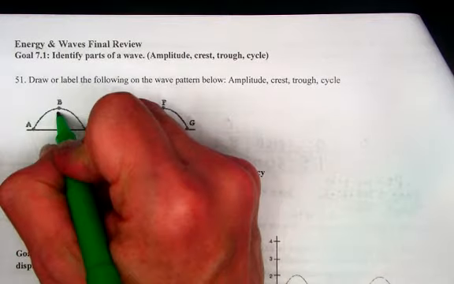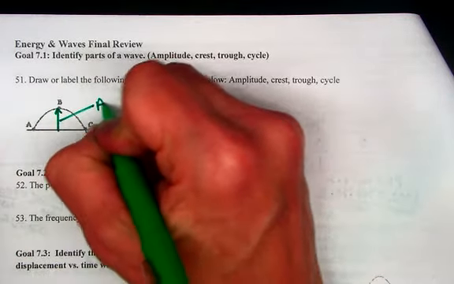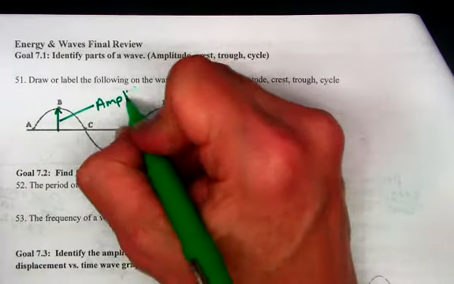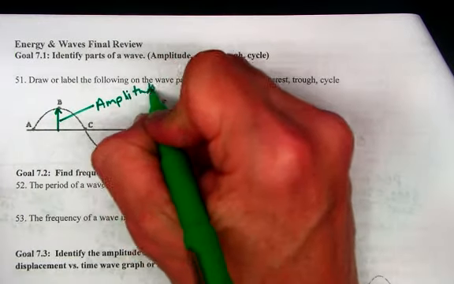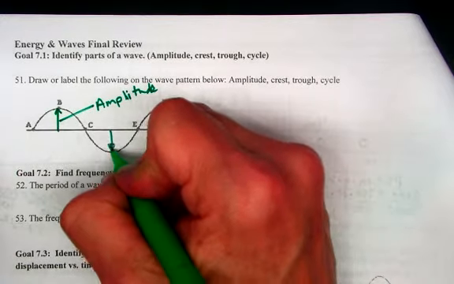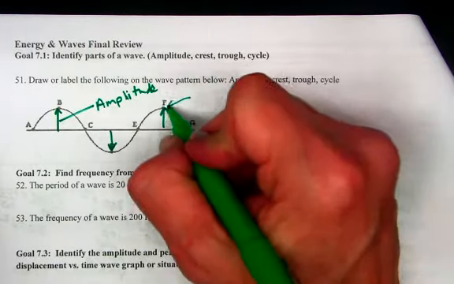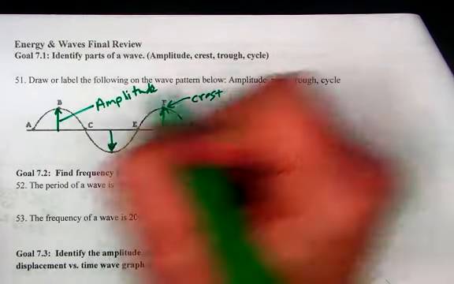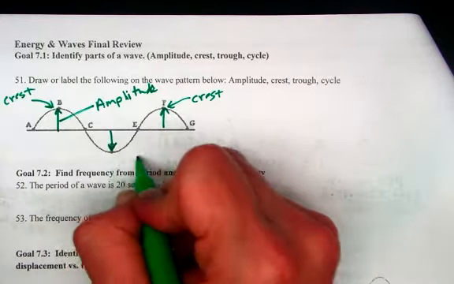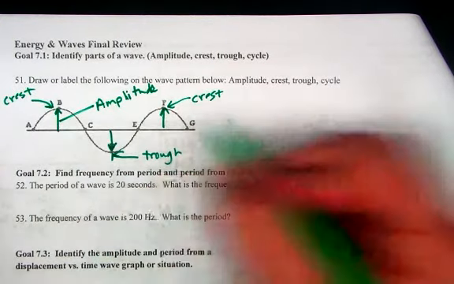All right, amplitude is the first thing we're going to label. Amplitude is the distance from the equilibrium, or the middle line, to the top of the wave or the bottom of the wave. It could be here, it could be here. Those are all amplitudes. Crest is the top of the wave. This is a crest, and B is a crest. Trough is the bottom of the wave. There's only one of those marked, and it's right there.